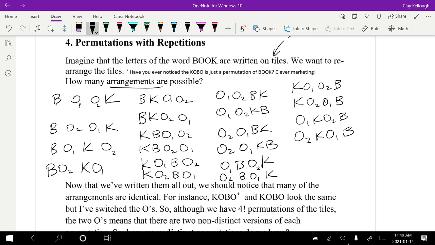What did I learn yesterday is the number of ways to arrange these 4 letters. Shouldn't it be 4 times 3 times 2 times 1? Shouldn't the actual number of these be 4 factorial? Do I have 24? 1, 2, 3, 4, 5, 6, 7, 8, 9, 10, 11, 12, 13, 14, 15, 16, 17, 18, 19, 20. What am I missing? I got OCOB, I got OBOC, I got OKBO, I have OKOB. What have I not counted?